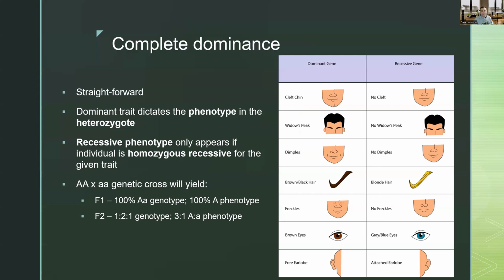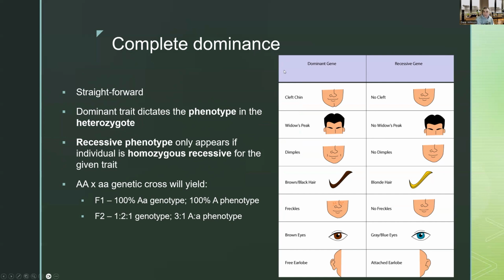So let's look at some examples in humans of things that would be considered completely dominant, and I'll talk about the fact that there's actually a little bit of clarity we need to make on some of these. So again, complete dominance is pretty straightforward. If you have two versions of the gene, one of them is going to control the phenotype and the other one's going to pretend like it doesn't exist. One's dominant, one's recessive.